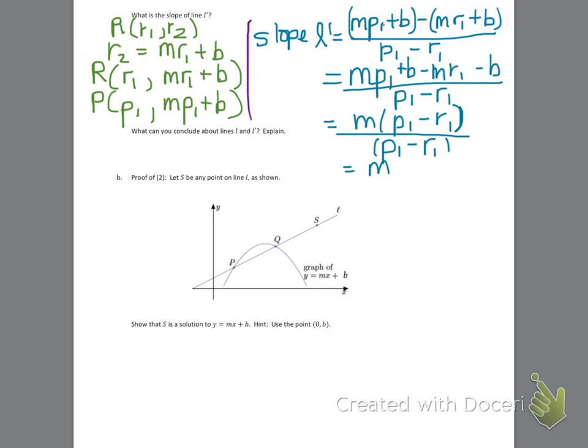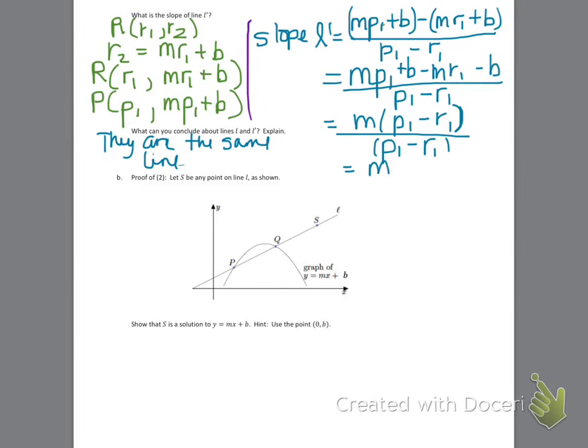So here we could conclude about lines L and L prime, something like they are the same line. And we know that because there's only one line passing through a given point with a given slope. And so we showed that their slopes are the same, therefore they're the same line.